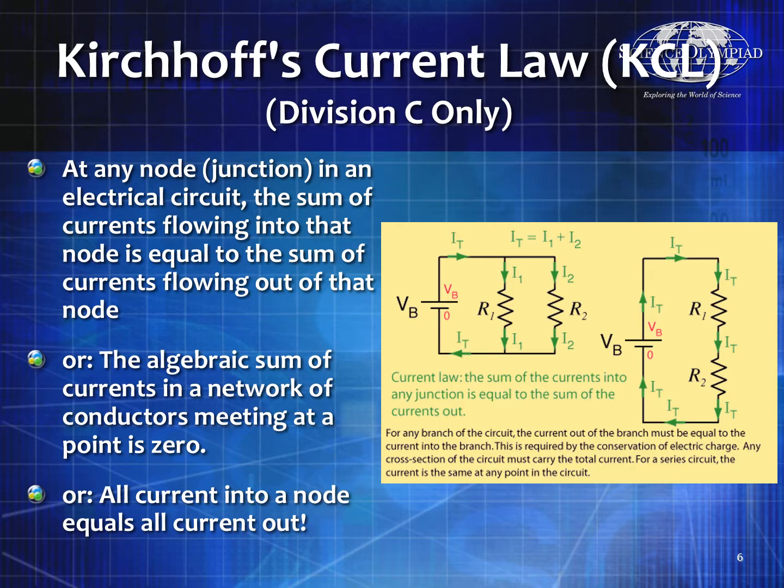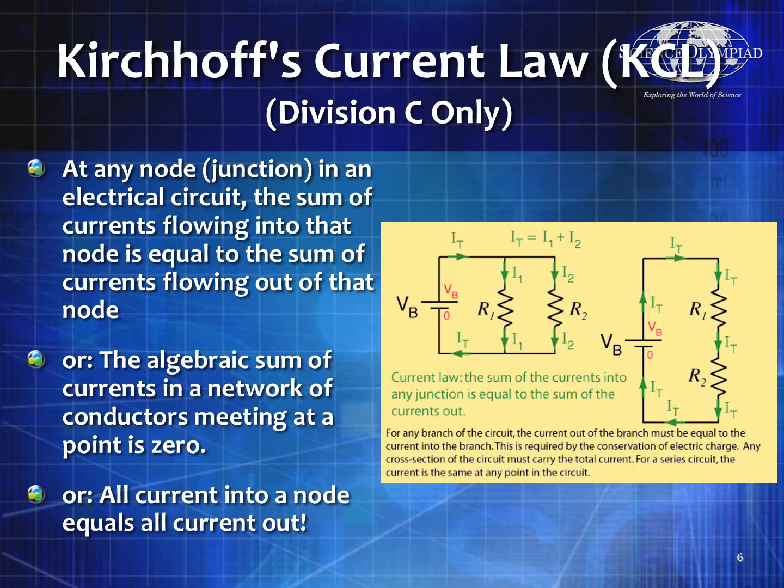So Kirchhoff's current law, KCL, and again division C, but very useful for division B, means that at any node, the sum of the currents flowing in is equal to the sum of the currents flowing out of that node. So just think about it this way. Every charge that goes into a node has to come out somewhere, okay? Or it has to be canceled out. So in other words, all the current flowing in has to equal all the current flowing out, okay?